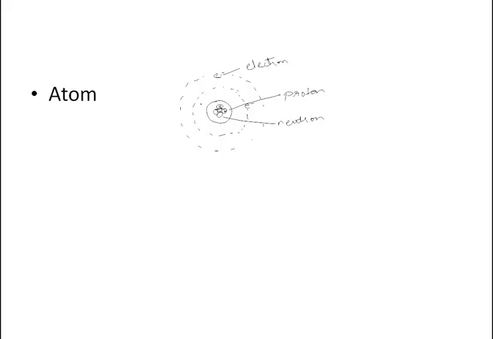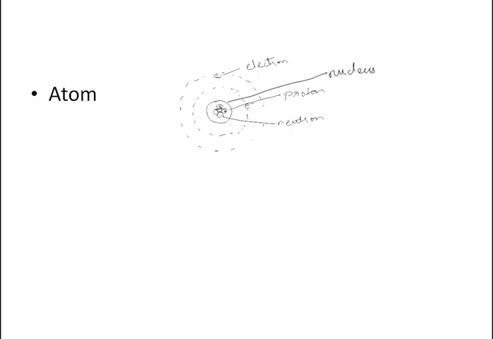As you can see in this diagram, this is the nucleus. And the nucleus consists of protons and also neutrons. Protons are positively charged and neutrons do not have any charge. And electrons, which are negatively charged, revolve around the nucleus. So this is similar to a satellite orbiting a planet.